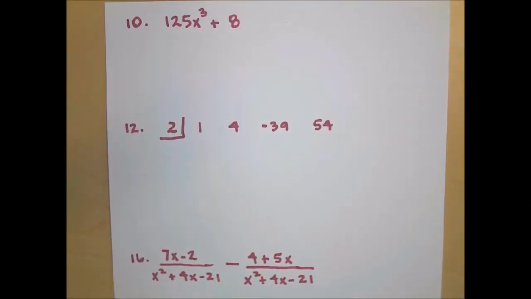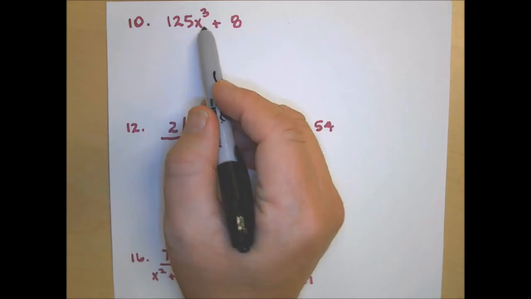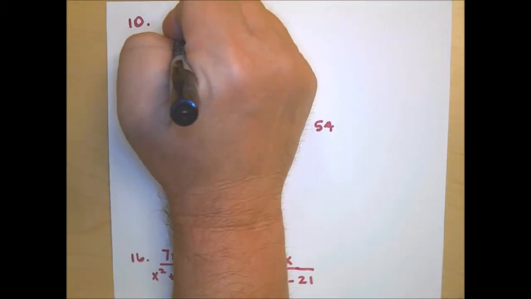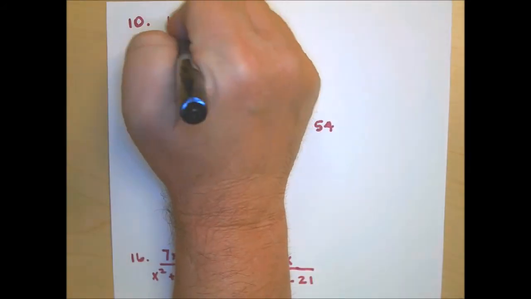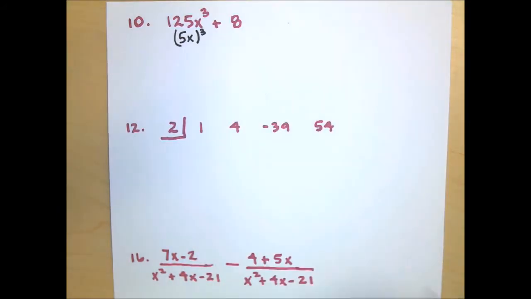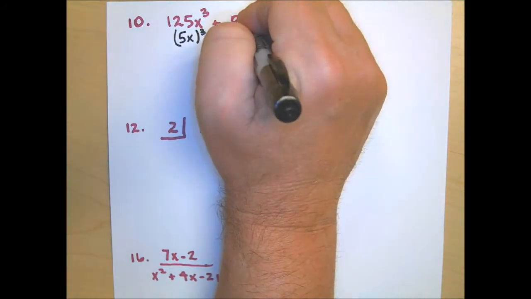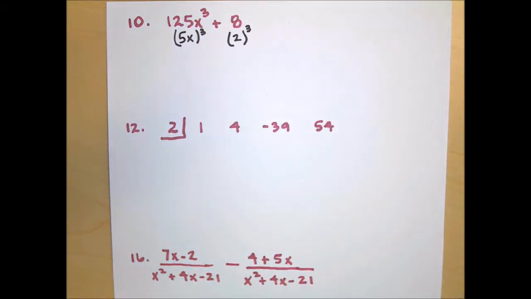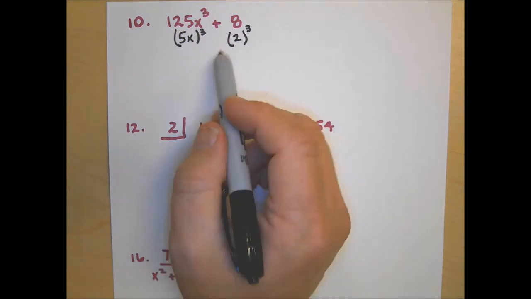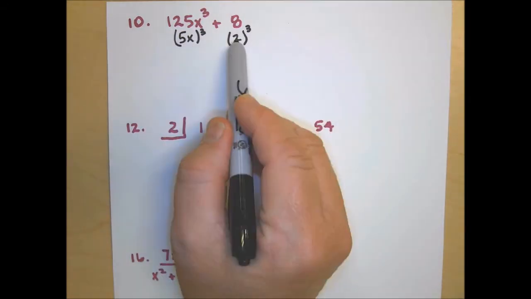On to problem 10, factoring a sum of perfect cubes. We recognize 125x cubed as 5x to the 3rd power, and we recognize 8 as 2 to the 3rd power. So now you have what I call the players in the game, the A and the B.